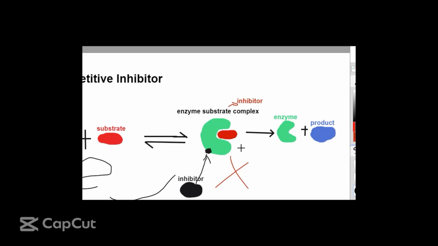But if by some way we are able to release the inhibitor from the allosteric site, we can get the enzyme substrate complex, which can progress into forming a product. Yes, that's all for uncompetitive inhibitor.